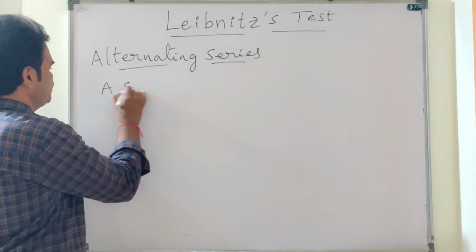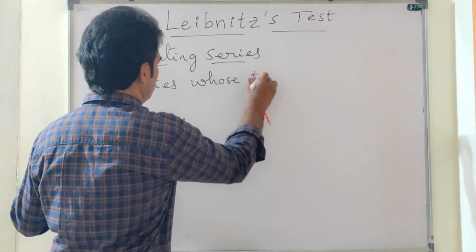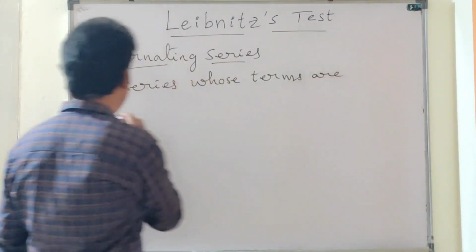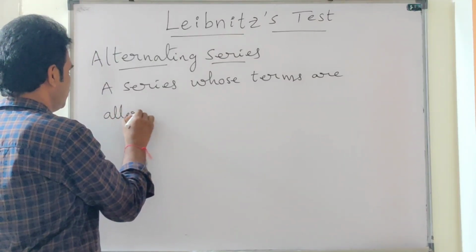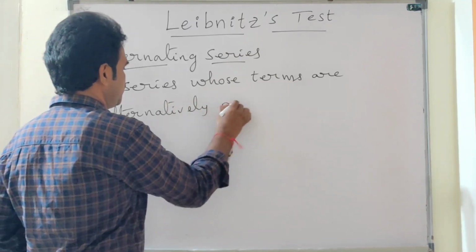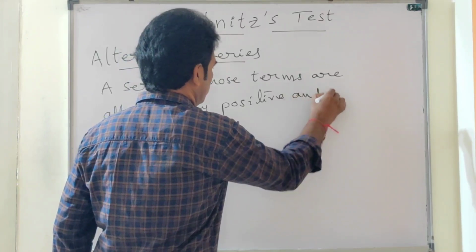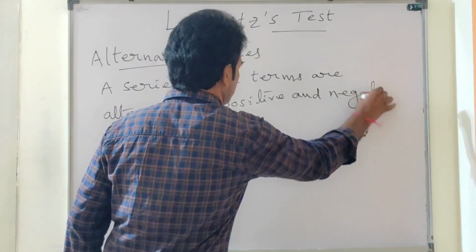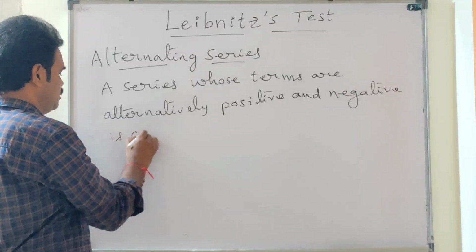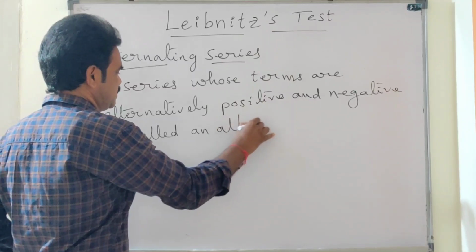A series whose terms are alternatively positive and negative is called an alternating series.